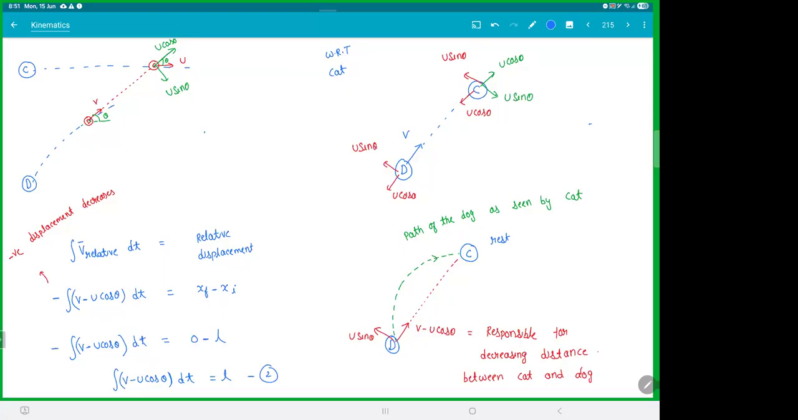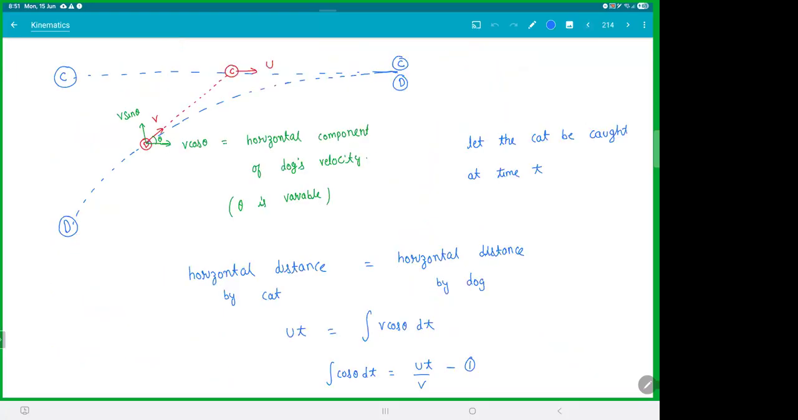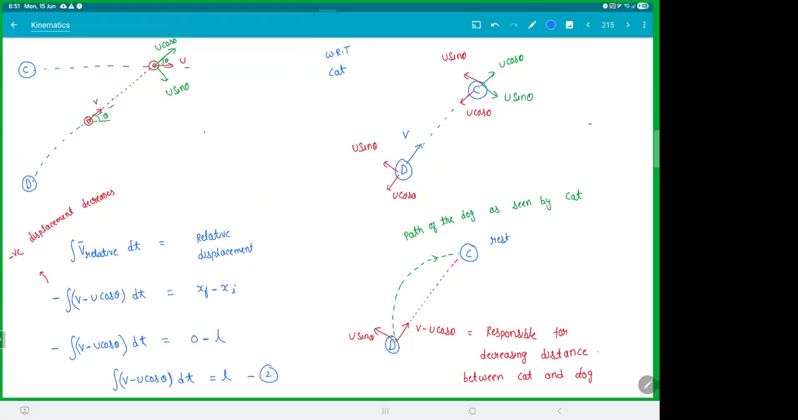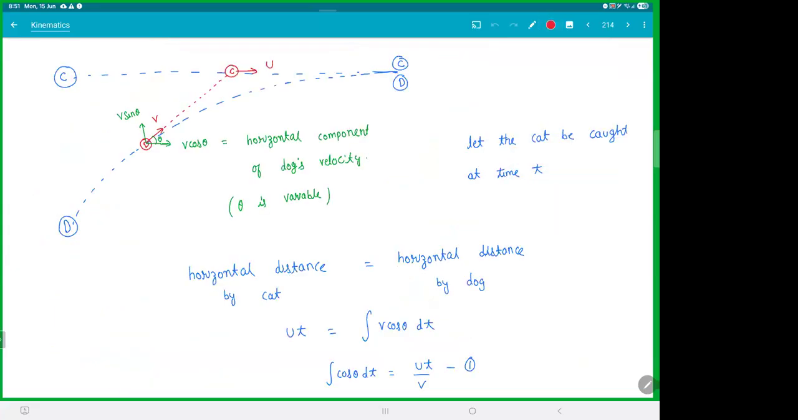A second way, at least I couldn't figure it out. If you guys have a second way, great. What was the process? First thing, horizontal distance is equal. Second thing, stop the cat and take the relative velocity. Now here you might ask, sir, we can do like this also. Yeah, there is actually one more equation here.